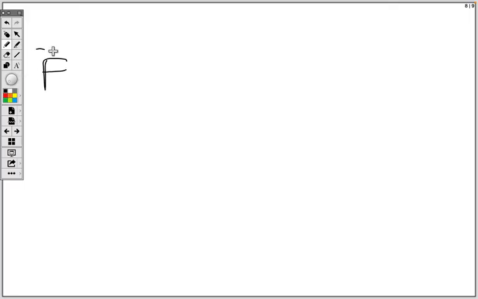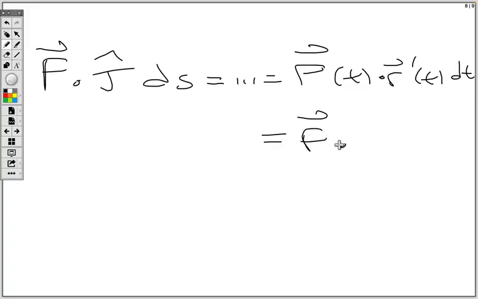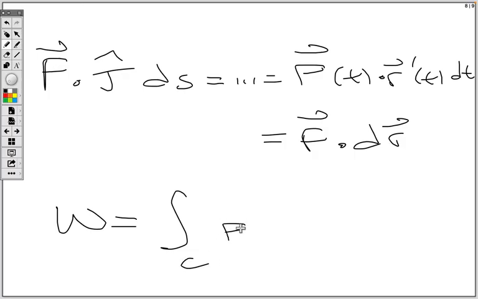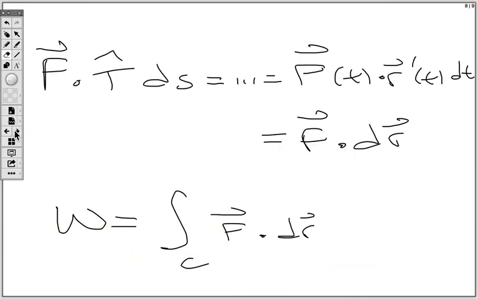So the long and short of it is, if you take the F dot T hat ds, that's just going to be F of t dot r prime of t dt, and oftentimes this is written as F dot dr. Oftentimes you'll see work as the integral over C of F dot dr. And so this gets back to what you asked about, Zoran. When you compare the two formulas, how we got the formula versus the formula we used, it's the exact same type of thing.